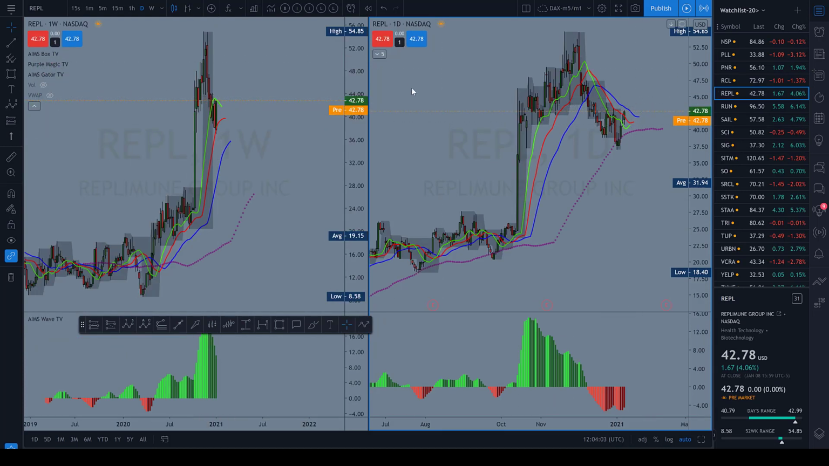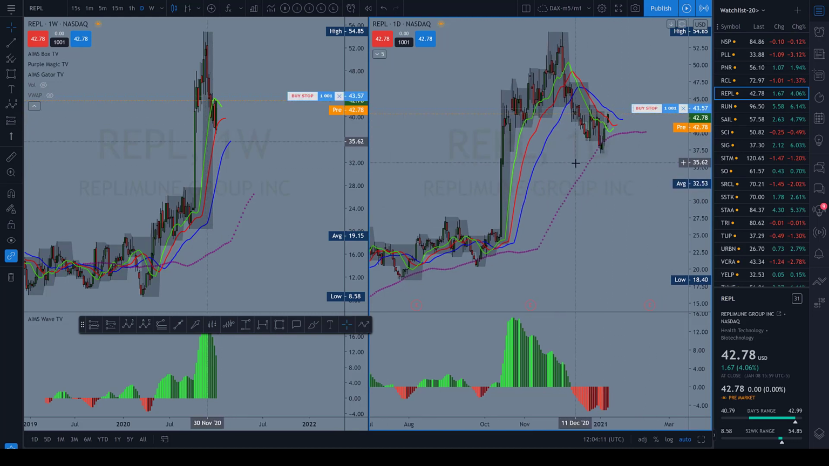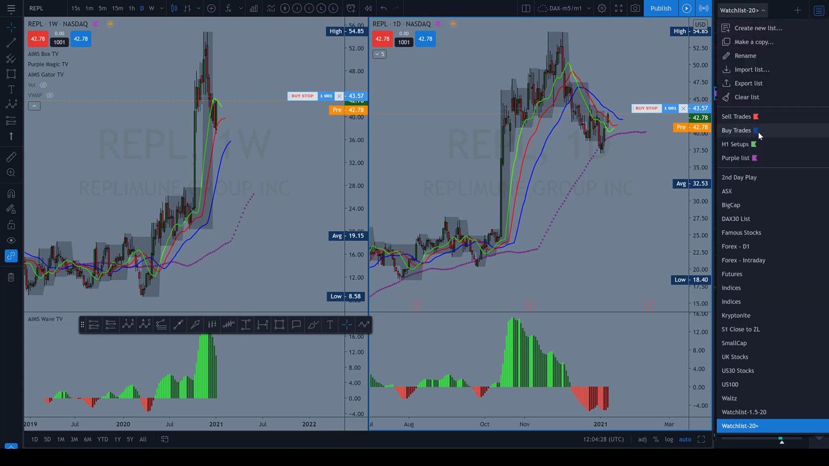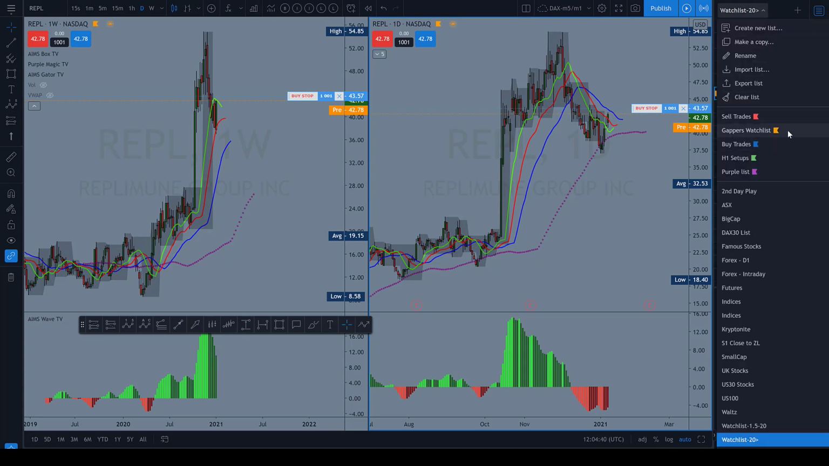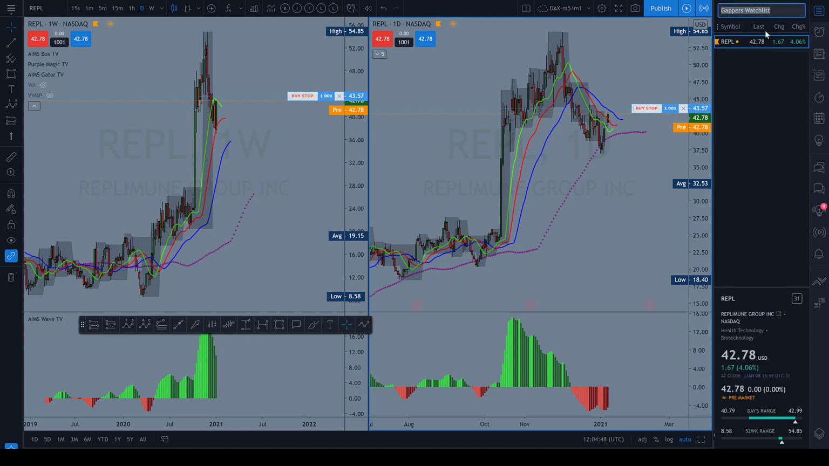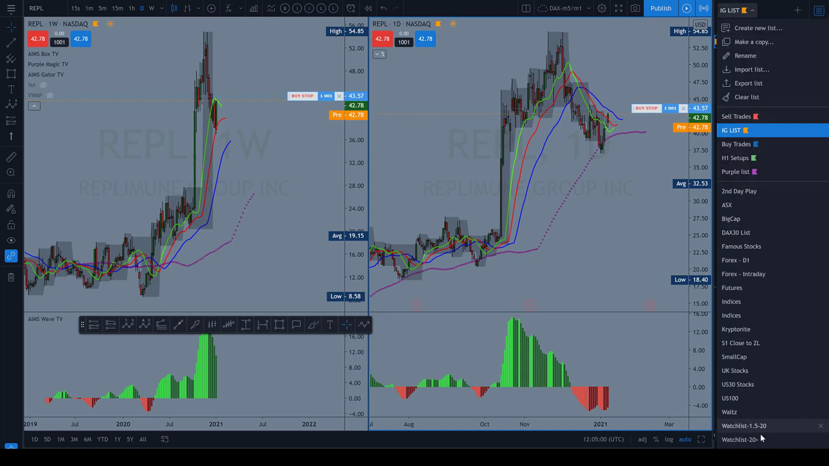This is ready for entry. I'm going to make a note of this and see if I can take it on my IG account. Okay, the note means give it that color. Was it the orange one? No. Okay, hold on. Sell trades, buy trades. Okay, yeah, the orange one. Not the gappers. Okay, let's just rename that. Go back to that list.